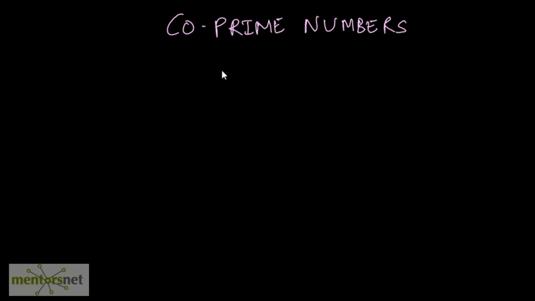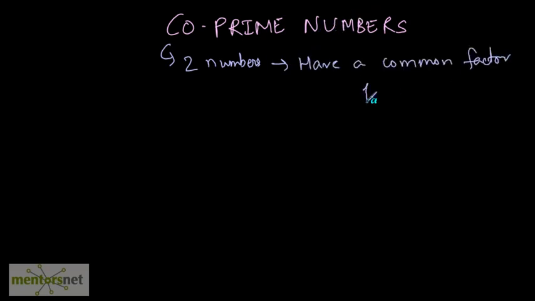The next topic is coprime numbers. So what are coprime numbers? Basically, coprime numbers are two numbers, a pair of numbers which have a common factor, and that common factor is the number 1.